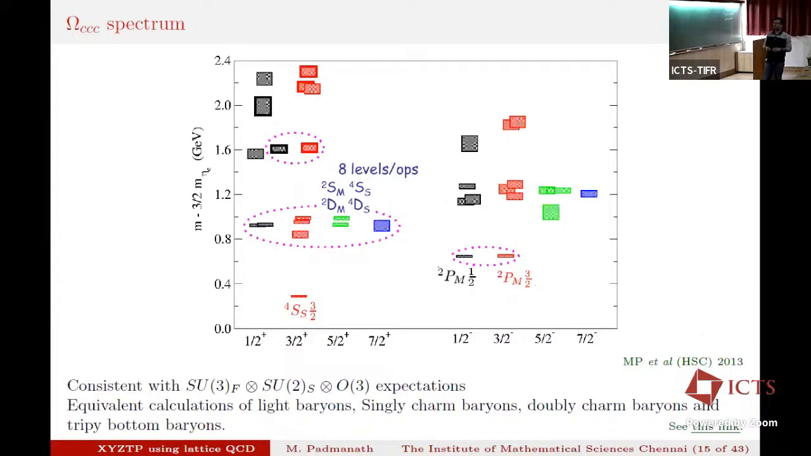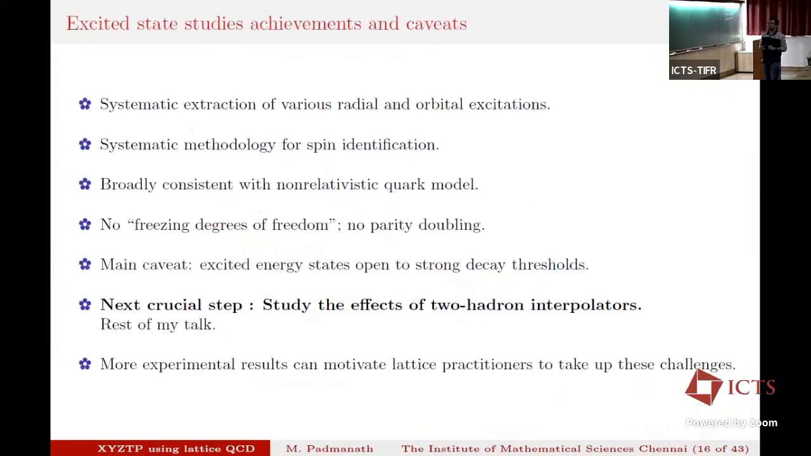This has already been accomplished, and I just give an example of the omega CCC spectrum. This is a calculation that I did during my PhD with Nilmani. And here, it's not just that we can extract the excited states, but we can also argue what is the nature of these particles. If we have good signals, we can really argue what is the nature of the various excited states that we extract. You can see this link if you are interested in knowing more about these things.